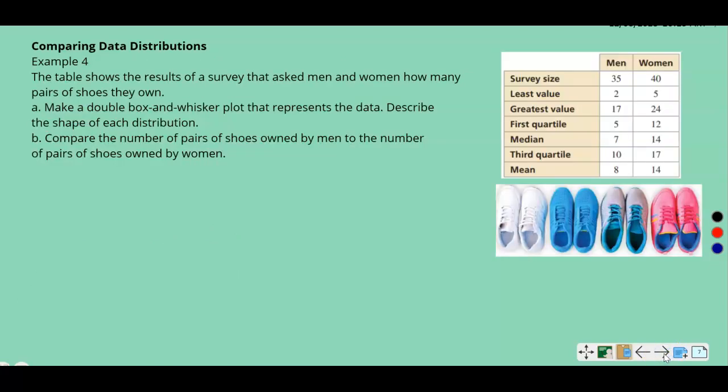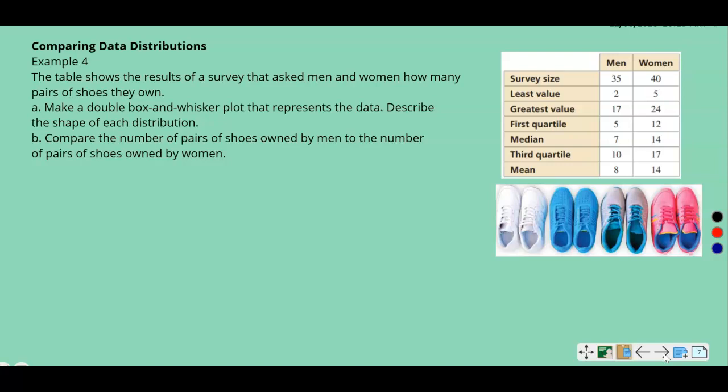Example 4, comparing data distributions. The table shows the results of a survey that asks men and women how many pairs of shoes they own. Make a double box and whisker plot that represents the data. Describe the shape of each distribution. Compare the number of pairs of shoes owned by men to the number of pairs of shoes owned by women.